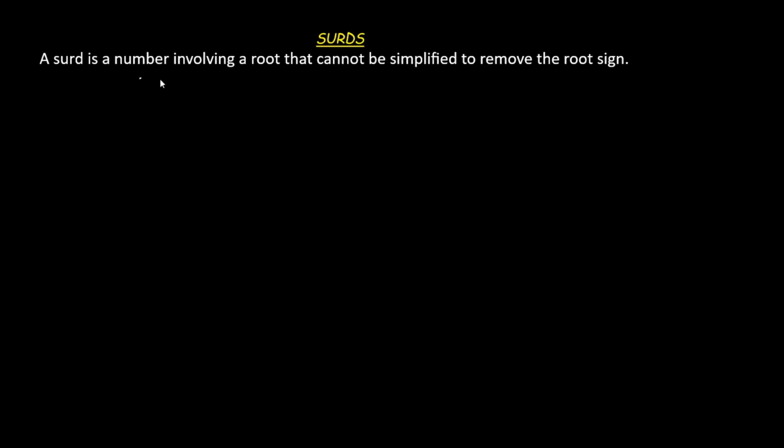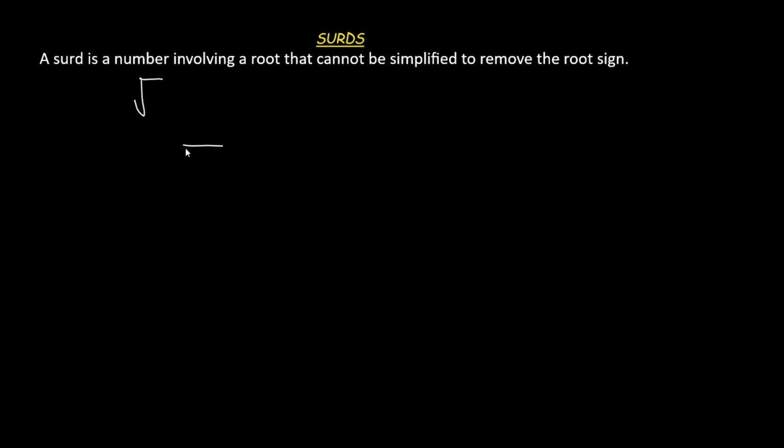The root sign is this sign, or you can call it a radical sign. So any number involving this root, in which that number cannot be simplified to remove this sign from that number, is a surd. Now let's consider this one.